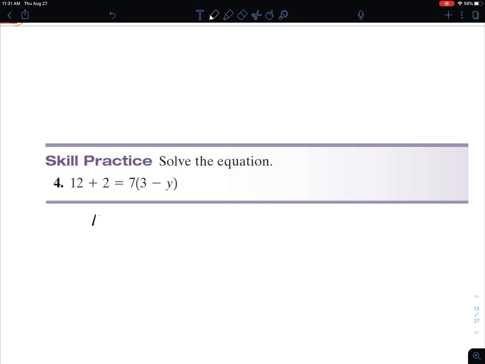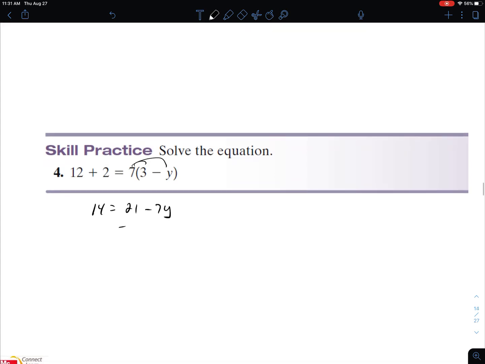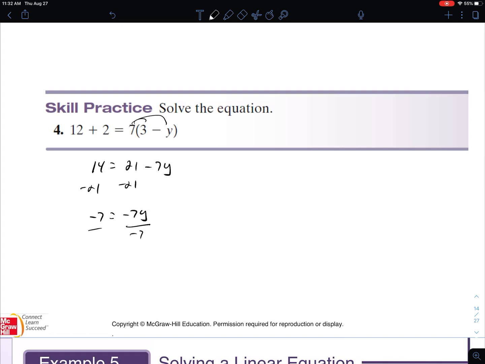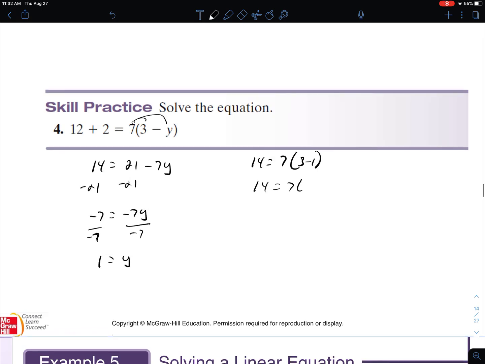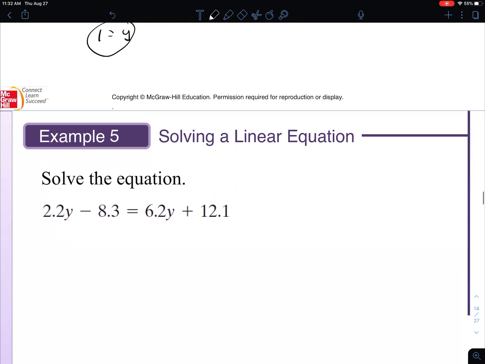So here's another example. So this is going to be 14. 7 times 3 is 21. 7 times negative y is negative 7y. I'm going to subtract the 21 from both sides, which will give me negative 7. And if I divide both sides by negative 7, I get 1 is equal to y. So I'm going to go ahead and test it, right? And so it's going to be 14. So 3 minus 1 is 2, and then you can clearly see that it's going to be 14 is equal to 14. So that's the answer, y is equal to 1.